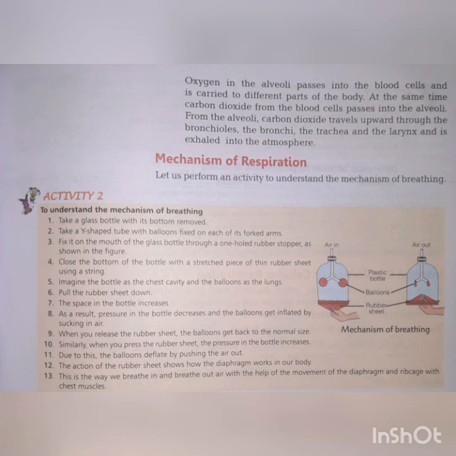From alveoli, carbon dioxide travels upwards through the bronchioles, the bronchi, the trachea, and the larynx, and is exhaled into the atmosphere. This was the mechanism in which oxygen is absorbed by our blood cells, and carbon dioxide is released out through the bronchioles, the bronchi, the trachea, the larynx, and then into the atmosphere through our nose. Next we have the mechanism of respiration.